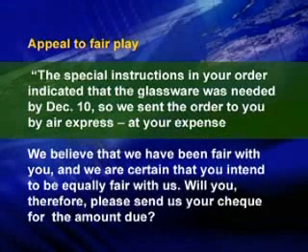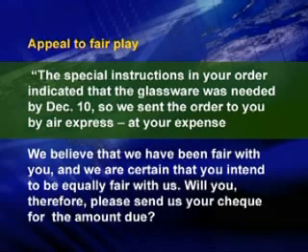तो पहली अपील जो आपने collection letters में करनी है, that is the appeal to fair play. Persuasion letters के अंदर पहले fair play का इस्तेमाल कीजिए. It's a weapon in fact, because you use it so effectively that you persuade the person that, look here, we have been very fair, likewise you be fair too. Screen pe dekhiye. The special instructions in your order indicated that the glassware was needed by, whatever the date is, here I have put December 10. So we sent the order to you by Air Express at your expense.